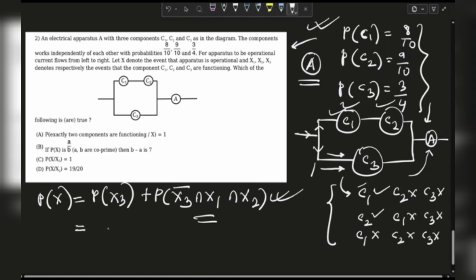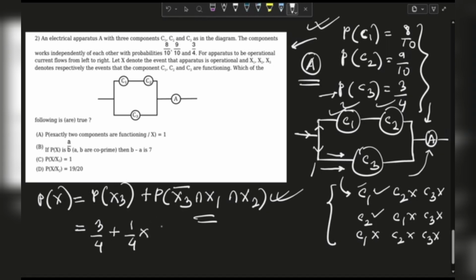Now let's quickly calculate this. This is your probability of X3, that is 3 by 4, plus probability of X3 complement, so that becomes 1 by 4, 1 minus 3 by 4, and your 8 by 10, and this is 9 by 10. So basically 3 by 4 plus 72 by 4 into 100.